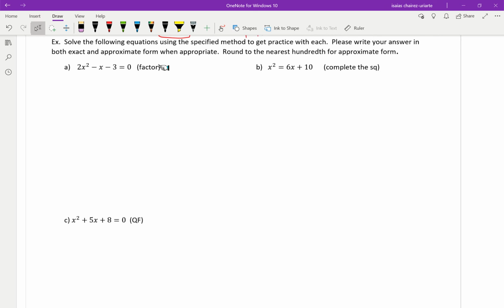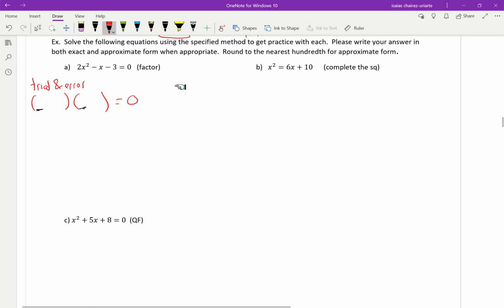I'm going to do first what's called trial and error. Literally, trial and error I think is the easiest way to factor. You just open up some parentheses, equals 0, and now I have to think that whatever goes in this position times whatever goes in this position, this term times this term right here, should give me 2x squared.